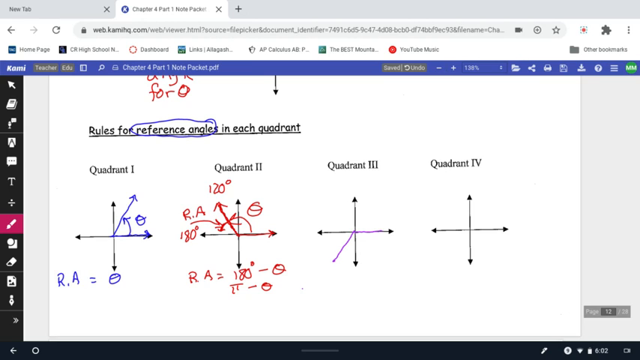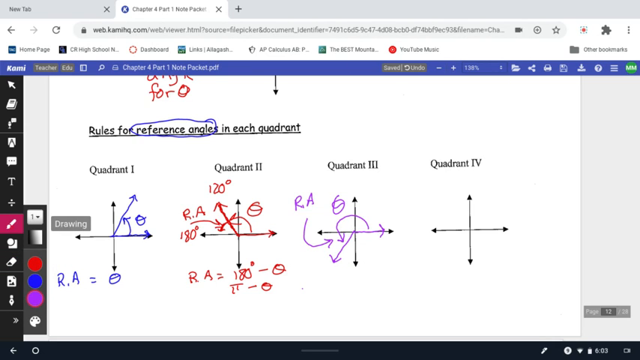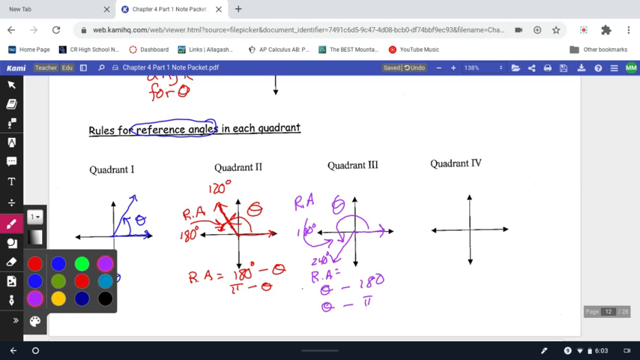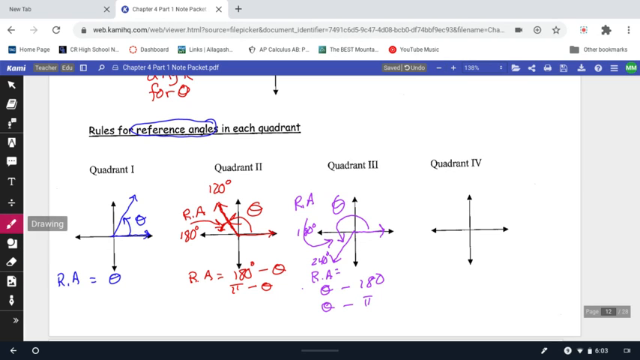Third quadrant. Here is theta. Reference angle is this angle right there. Okay, this is the one that people always want to try to make that the reference angle. Don't do that. It's always the x-axis, not the y-axis. Okay, so the way that you figure out this reference angle is you're going to do theta minus 180, or theta minus pi, right? Because if this was 240 degrees and this was 180 degrees, the difference between those is 240 minus 180. Okay, and then the last one.